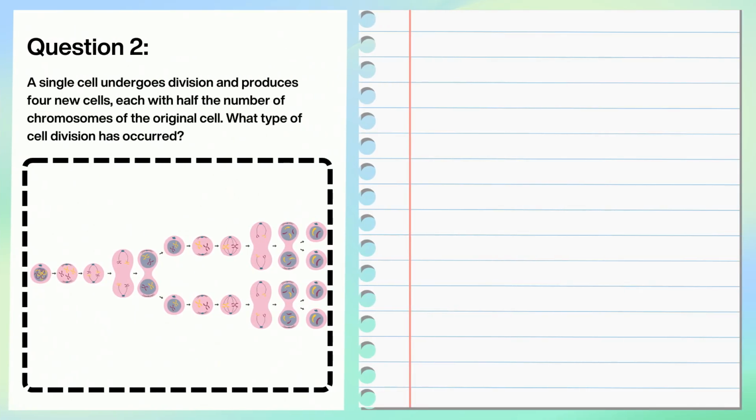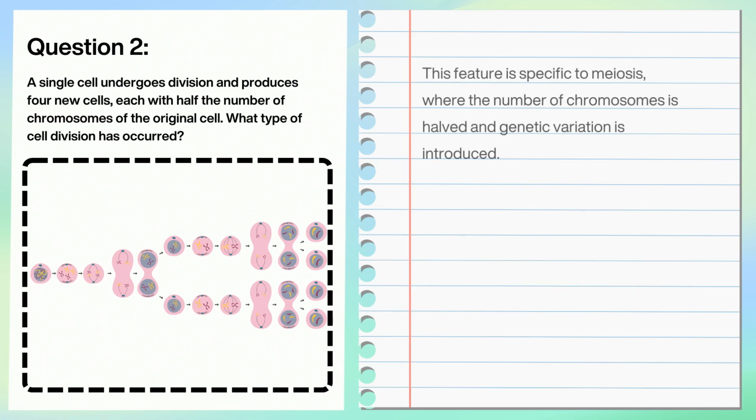In question 2, a single cell undergoes division and produces 4 new cells, each with half the number of chromosomes of the original cell. What type of cell division has occurred? This feature is specific to meiosis, where the number of chromosomes is halved and genetic variation is introduced. Therefore, the division described is meiosis.